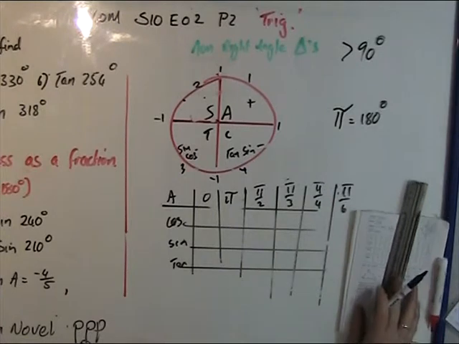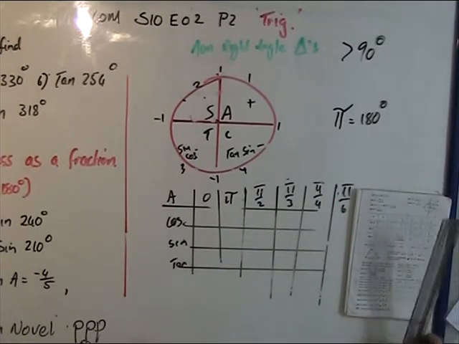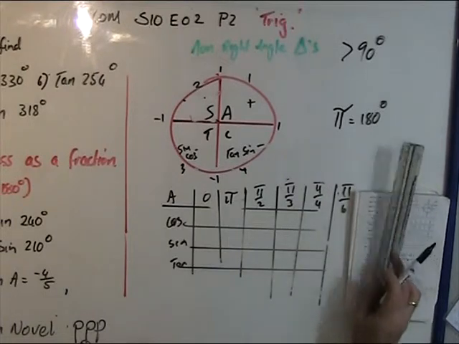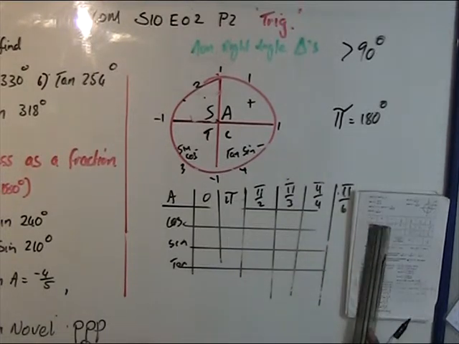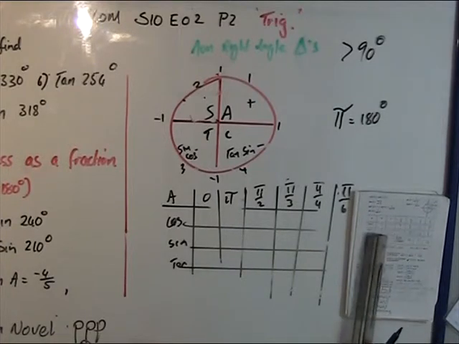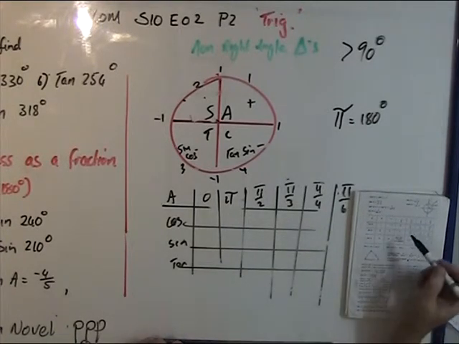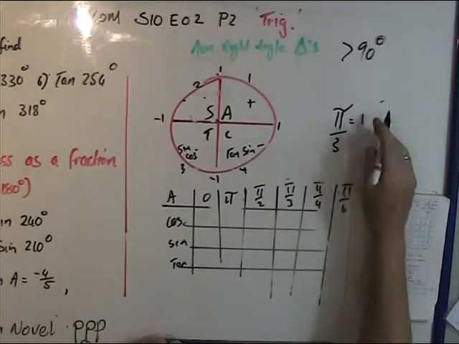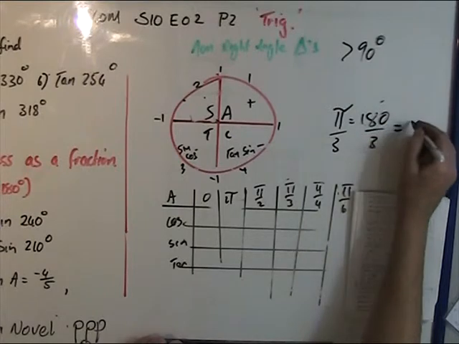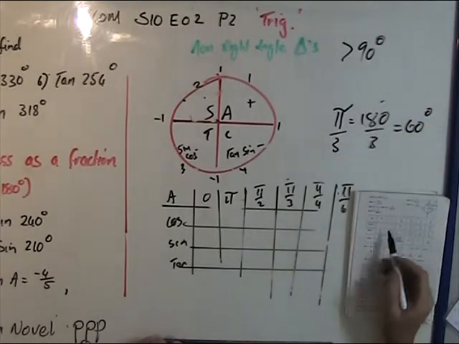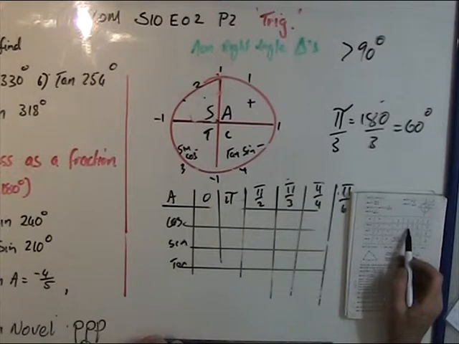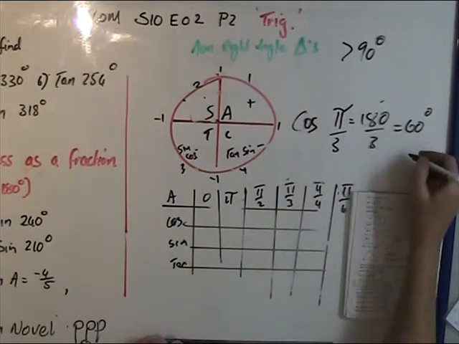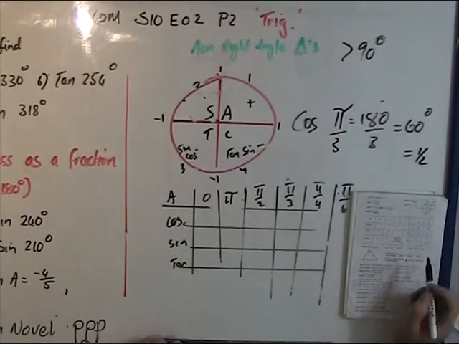Now, we need to use our tables for this. In your log tables on page 9, if you're still using them, pi is 180 degrees. They give you a list of all these angles in fractional form. So pi over 3, for example, is equal to 180 divided by 3, which is 60 degrees. And cos of pi over 3, of 60 degrees, is equal to a half. So they've put it in fraction form.